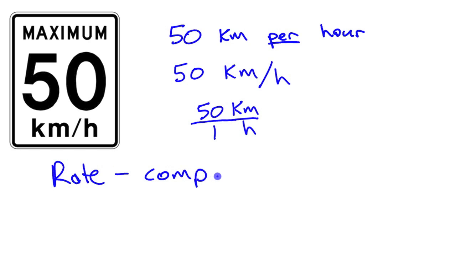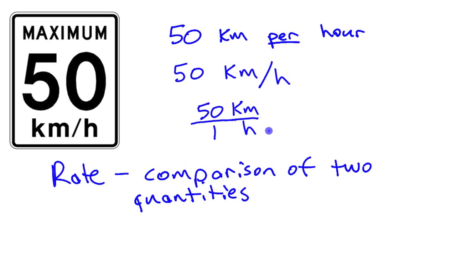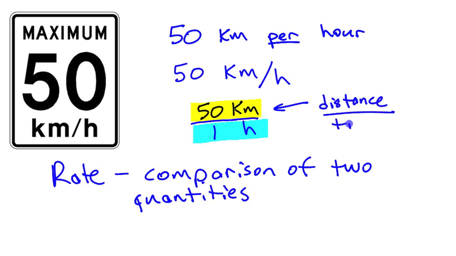Okay, just like a ratio, it's a comparison of two quantities. But the key is here that the two quantities you're comparing, if you look at this, we're comparing kilometers and we're comparing that to hours. You're comparing distance and time here. This is distance and this is time. And that actually gives your speed. That actually is the formula for speed.